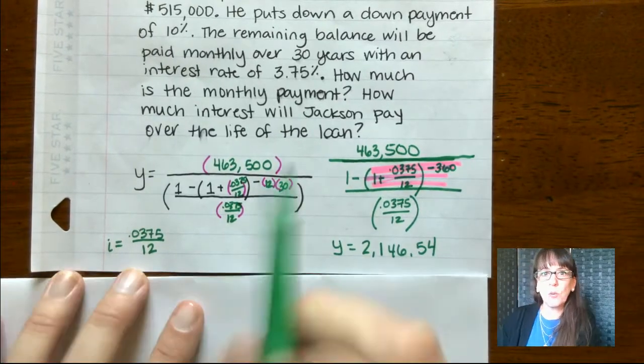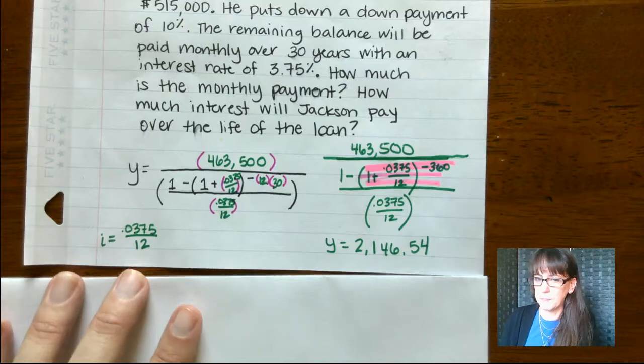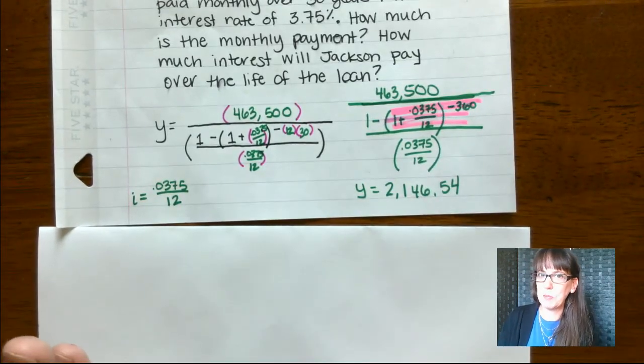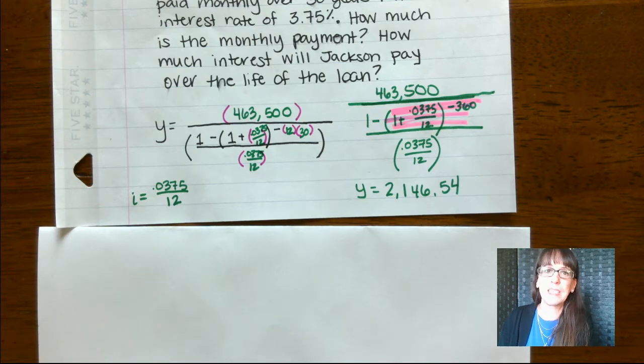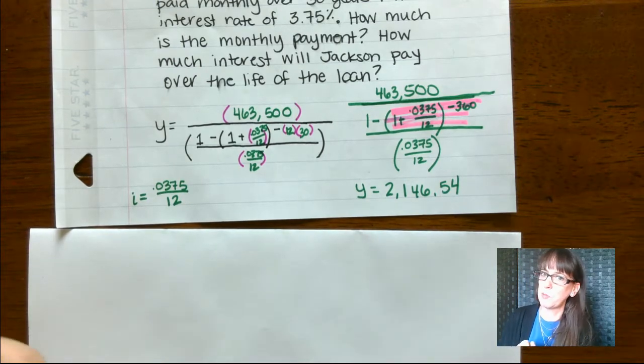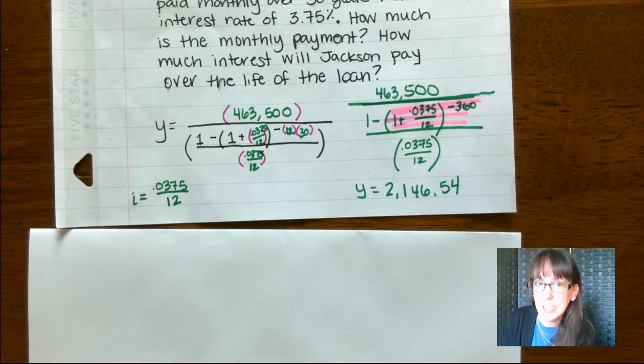Now, so how much is the monthly payment? We get this number right here. And again, I've said in the past, make sure that when you have a word problem, write out a complete sentence for your answer because it forces you to go back and look to make sure you're answering the question. So the monthly payment is $2,146.54.